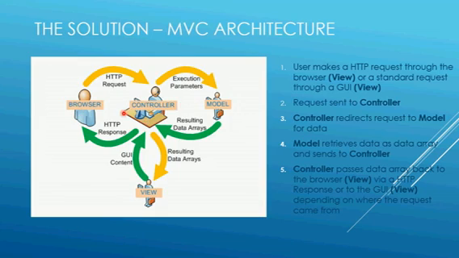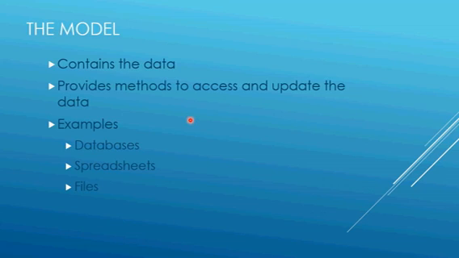But before that, we would look at a little bit of detail of each of the components of the MVC architecture. The first component is the model. This is the one that contains the data. It has all the variables which are related to the database. It provides methods to access and update the data. Examples of the model could be a database, a spreadsheet, or a general file which you would access using file IO.